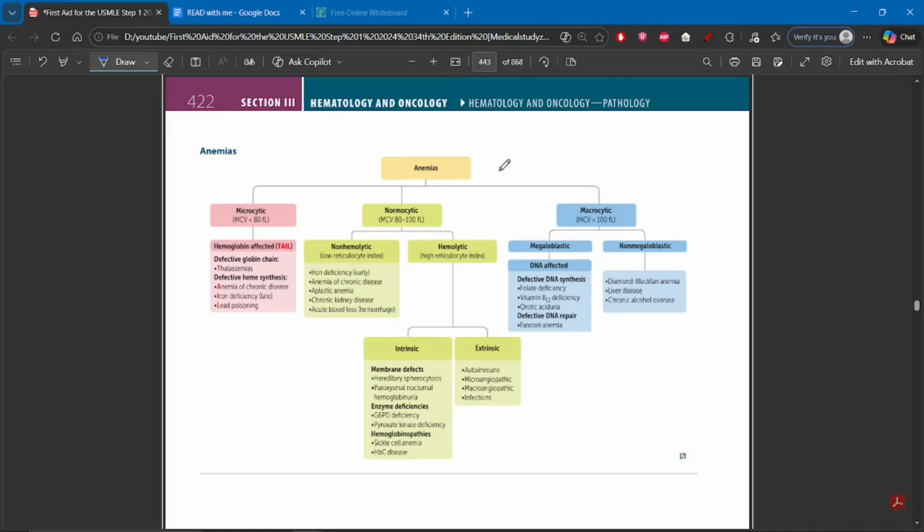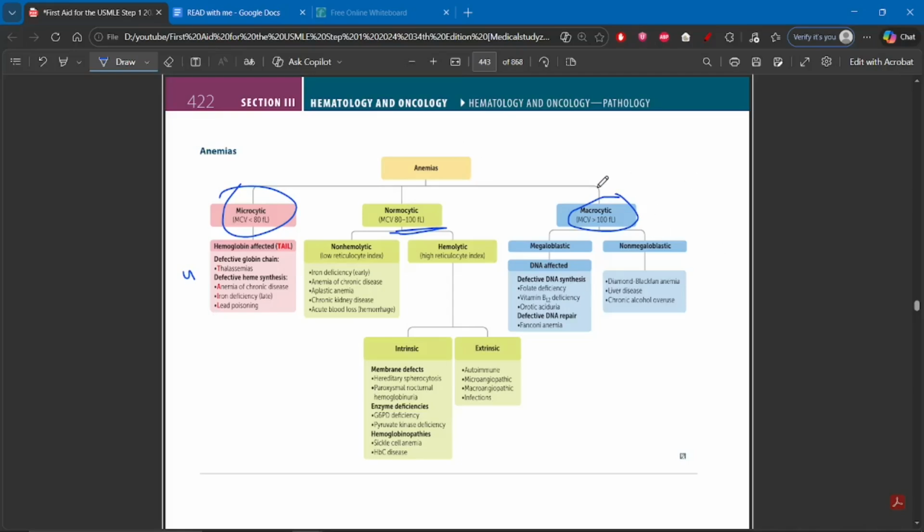So how to approach this flowchart is basically first look at the MCV levels. You should know the normal MCV level is 80 to 100. Less than 80 is microcytic, more than 100 is macrocytic. That is easy enough. Just remember the microcytic anemias first because they are four and they are easy to remember, right? Afterwards, go to the macrocytic part.